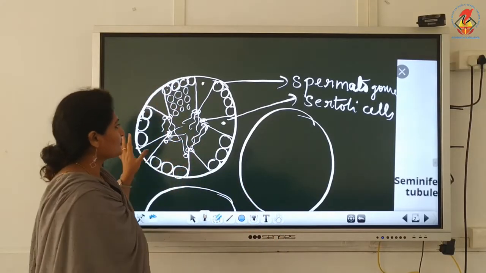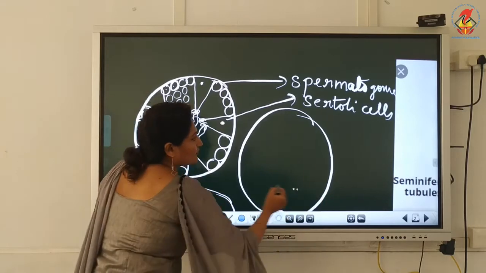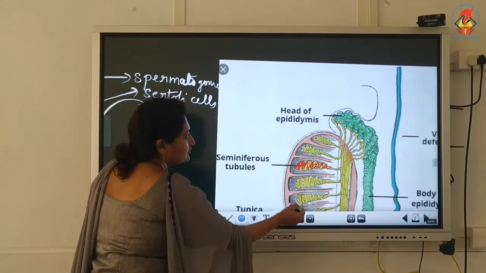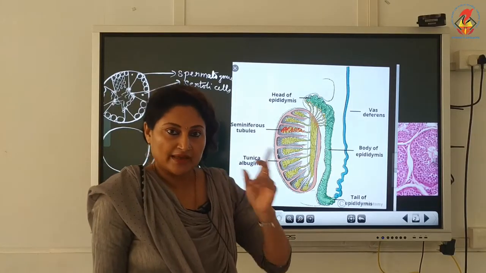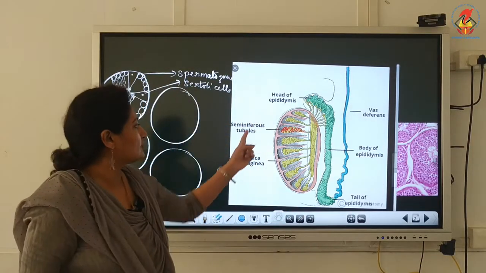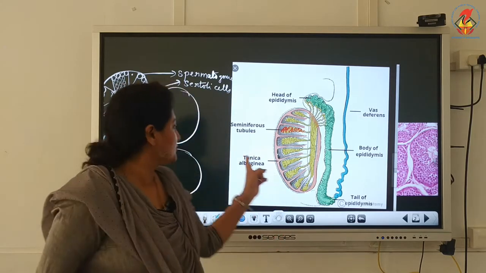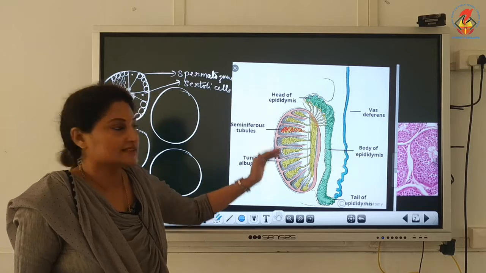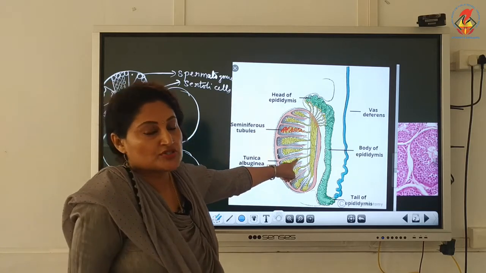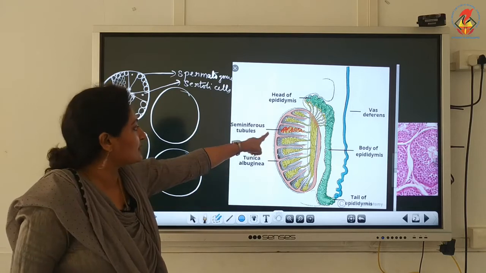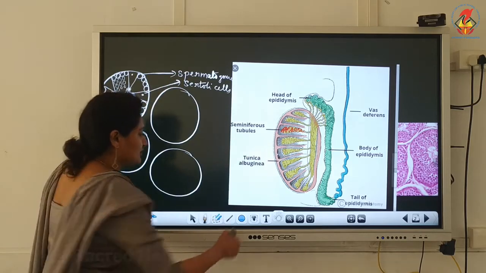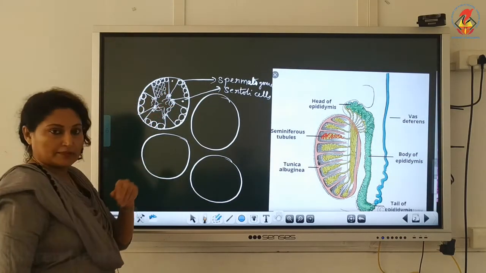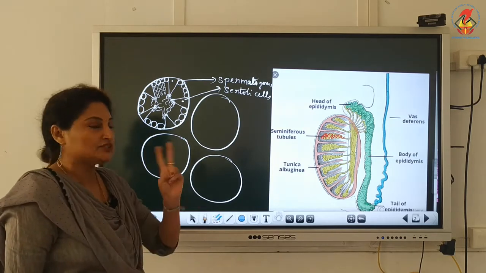So, once again, the male reproductive organ is the testis. It is located outside the abdominal cavity in a sac called scrotum. Taking the cross section, there is a pair of testis, and it is covered by a fibrous membrane called tunica albuginea. Each testis is divided into 250 lobules called seminiferous lobules, and each lobule comprises highly coiled seminiferous tubules. And each seminiferous tubule, when we take the cross section, is lined by an epithelium called germinal epithelium. This germinal epithelium comprises two types of cells.